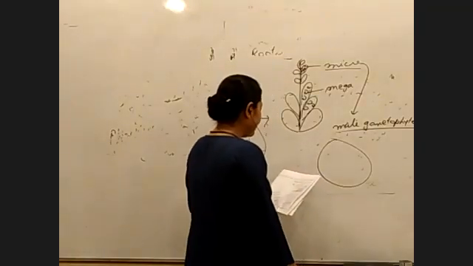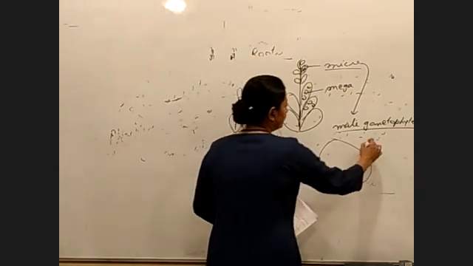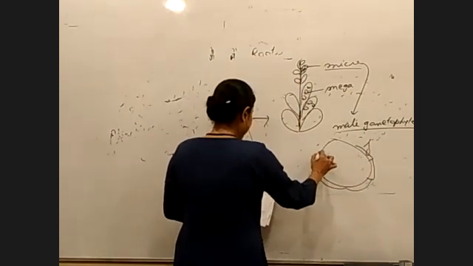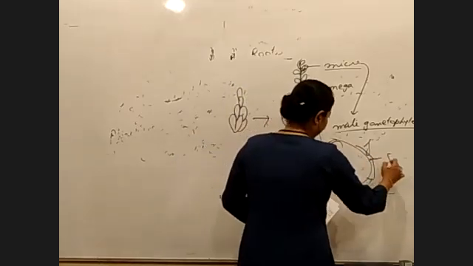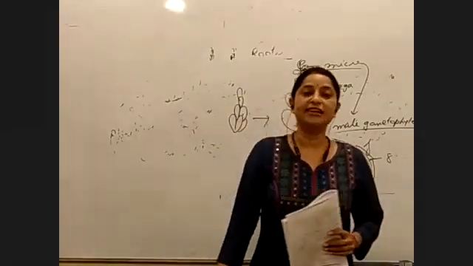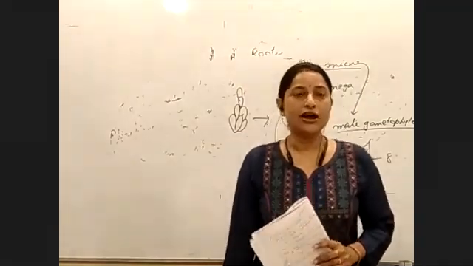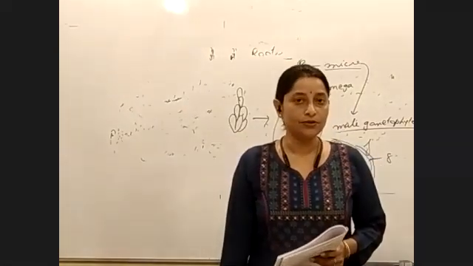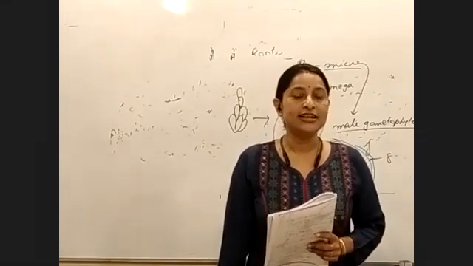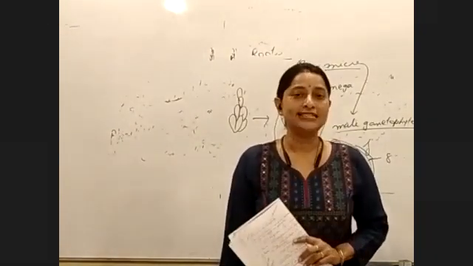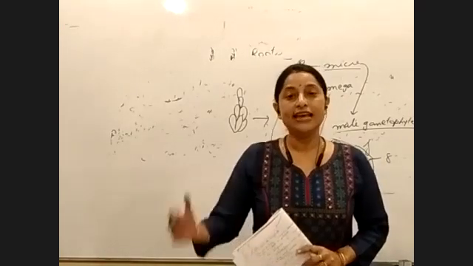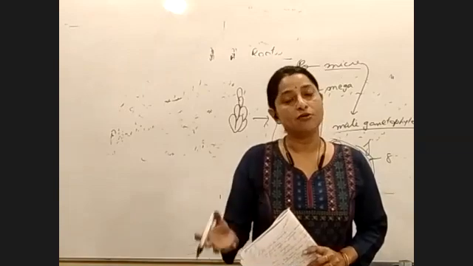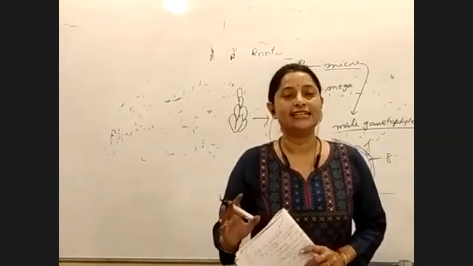How many jacket cells will there be? There will be 8 jacket cells. A little while ago we studied Dryopteris and its male gametophyte. In Dryopteris, the jacket is made up of how many cells? It is made up of 3 cells. In Selaginella, the jacket of the male gametophyte is made up of how many cells? It is made up of 8 cells. Clear?